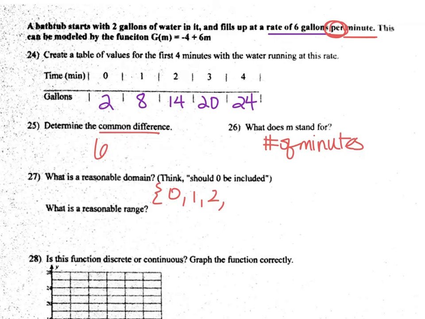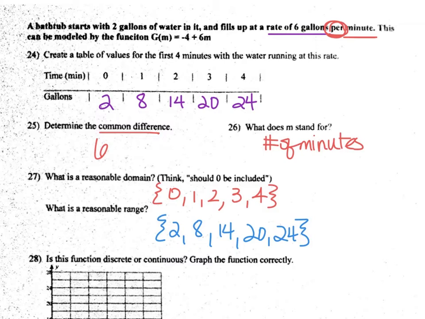And actually, this one maybe shouldn't have a ... because it says just for the first 4 minutes. So maybe I should just list them and stop at 4. And then the range, remember, range are just y values. So I'll just list my y values there. 2, 8, 14, 20, 24.